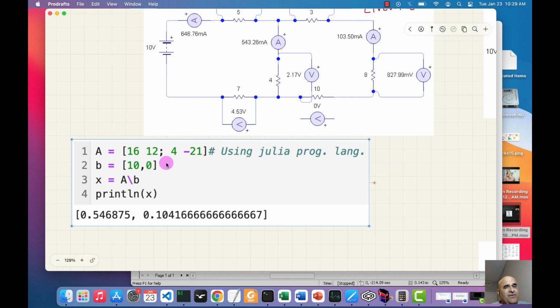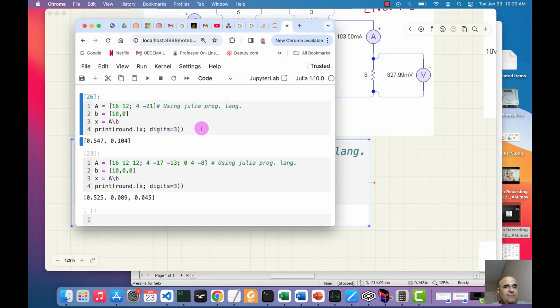Well, to solve this problem using this programming language, Julia, just use this backslash operator to find the solutions. In this case, two solutions, which is matching almost the values, I1 and I2 over here. Okay. Of course, if you want, you can just round using the round function, and specify the number of digits after the floating point. So this is the way it is.